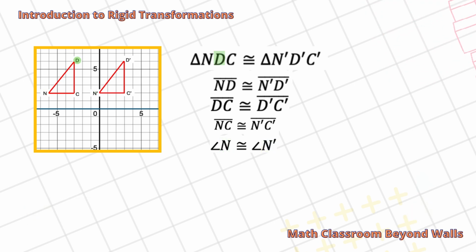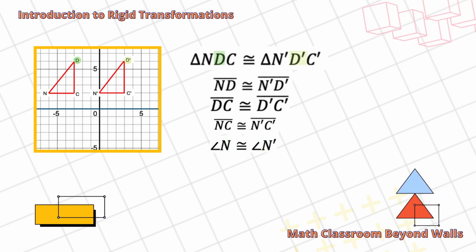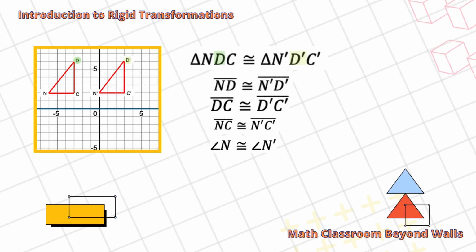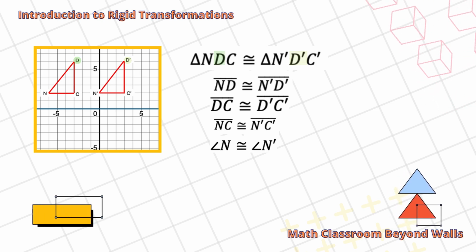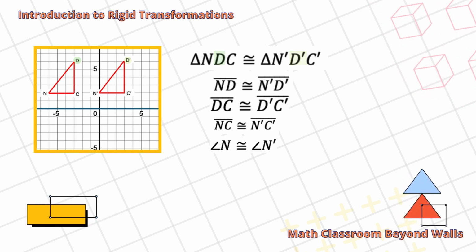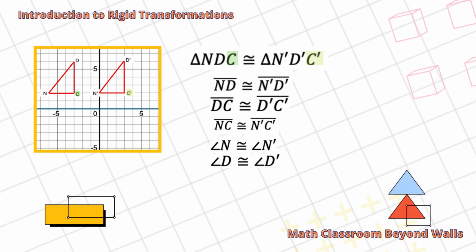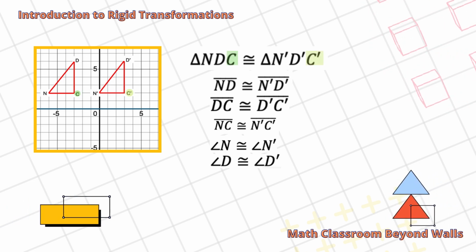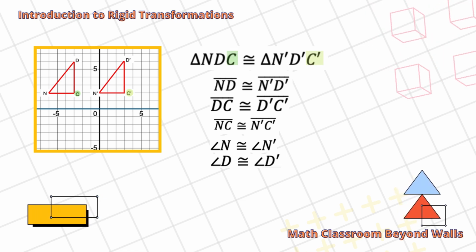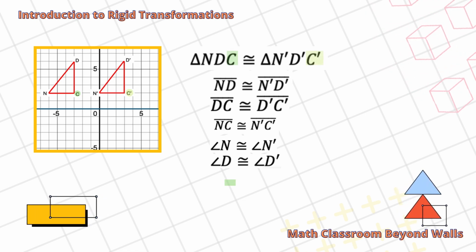Angle D and angle D prime are corresponding angles and are congruent. We can therefore write this congruent statement for the 2 angles. Lastly, angle C and angle C prime are corresponding angles as well and are congruent. Hence, these congruent statements can be written.